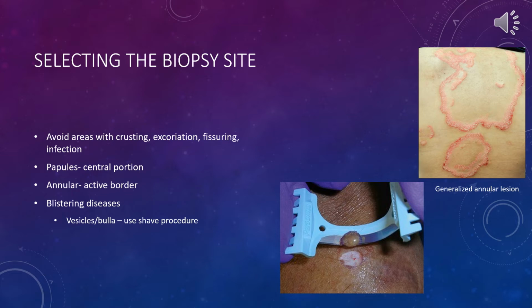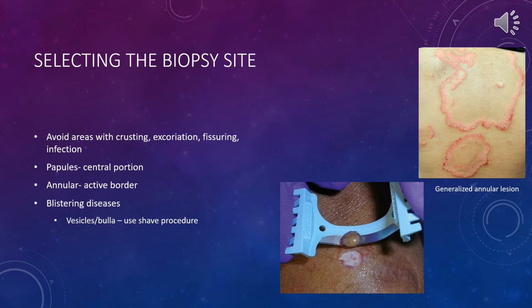When multiple lesions or multiple skin sites are available for biopsy, select either an early lesion or one that is well developed. The area to be biopsied should be free from crusting, excoriation, fissuring, erosion, ulceration, and secondary infection. Sample larger lesions at areas of active disease, such as at the edge of an expanding border.